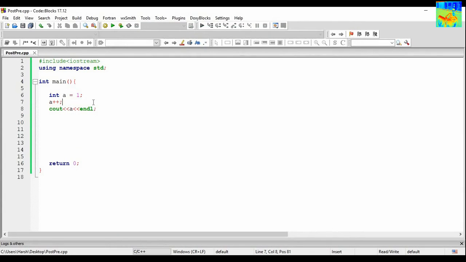Okay. So this is called post increment. It is just incrementing the value of a by 1. Now let's comment it out.